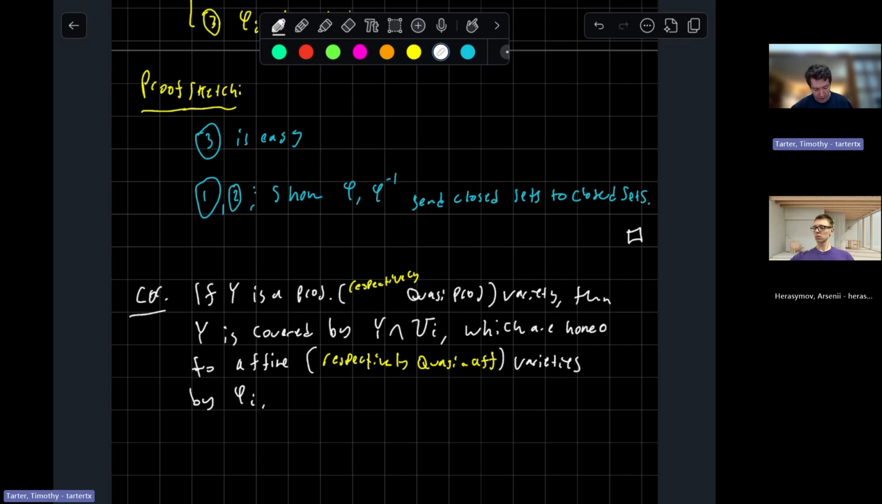Okay, so what are we saying? We're saying that Y is covered by the open sets, which we showed above, and then we showed that each phi_i is homeomorphic to an affine variety, and so projective and quasi-projective varieties have a topological covering by affine varieties.